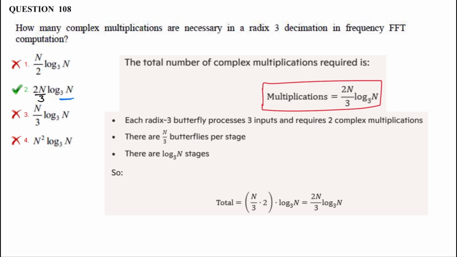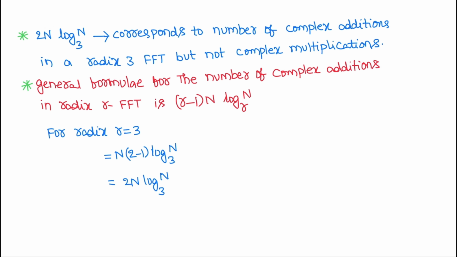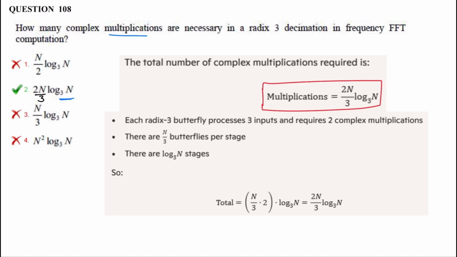Similarly, in the question, complex multiplications is 2n by 3 log base 3 n. Similarly, the general formula for finding the complex additions in radix R FFT is (R minus 1) into n log n base R. Here in the question R value is 3, that is 2n log n base 3. 2n log n base 3 is for complex additions and 2n by 3 log n base 3 is for complex multiplications. Correct answer option 2.